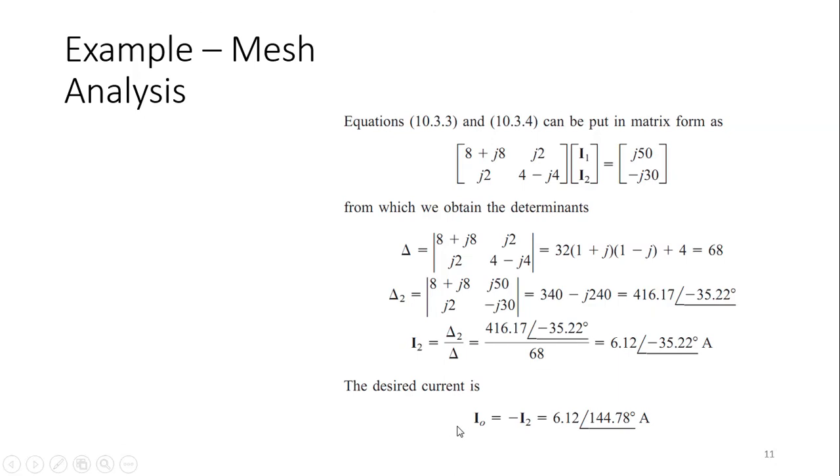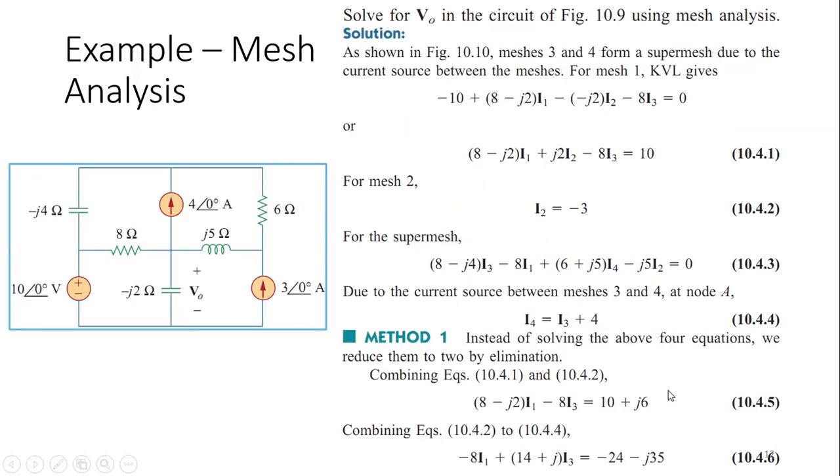And here we can find this one. This is I2 and I naught is minus I2. Because we have this negative angle here, we just transformed the angle and wrote it as positive here. We could simply write I2 is equal to 6.12 angle minus 35.22, so I naught is equal to minus 6.12 angle minus 35.22, which is the same as 6.12 angle 144.78. Now coming to the next example, where we have a current source in between two meshes.